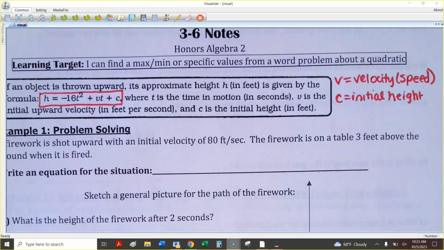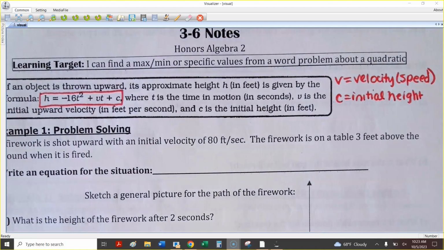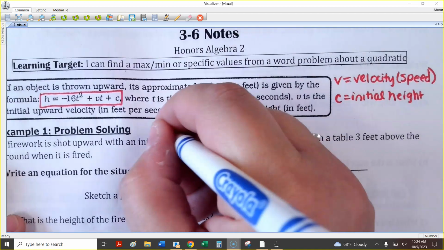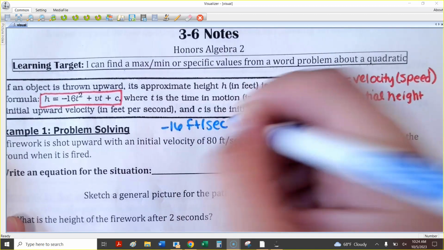The only other thing I was going to ask you before we start: does anybody know what the negative 16 in that formula is? It's always in the formula. Does anybody know what the negative 16 is representing? Yeah, okay. Do you know? Yes, you're the first person to know that all day. Okay, perfect. So negative 16, and it's actually feet per second that it represents.